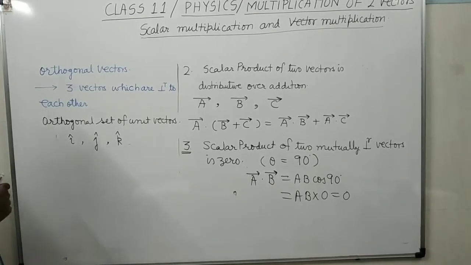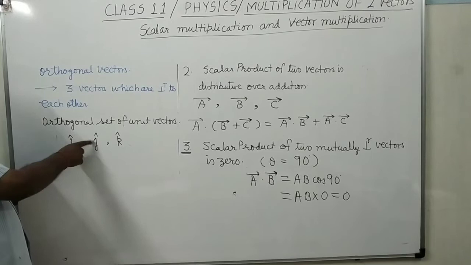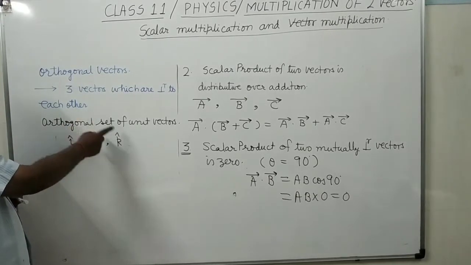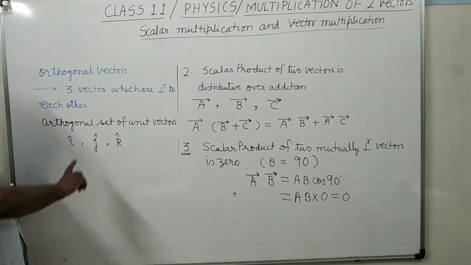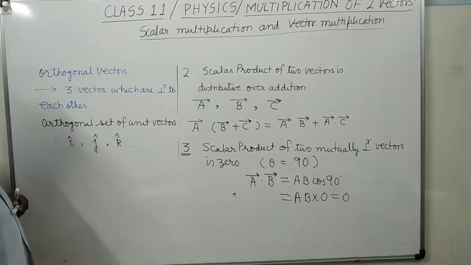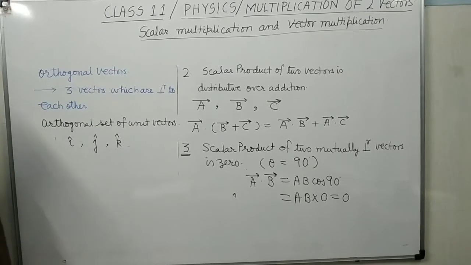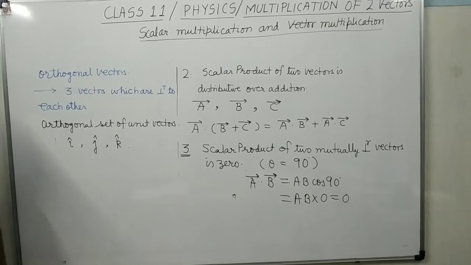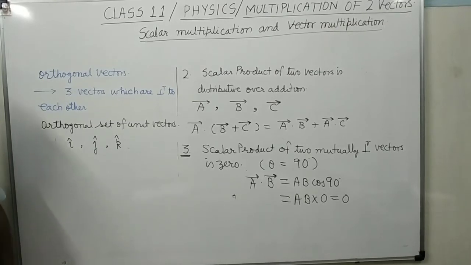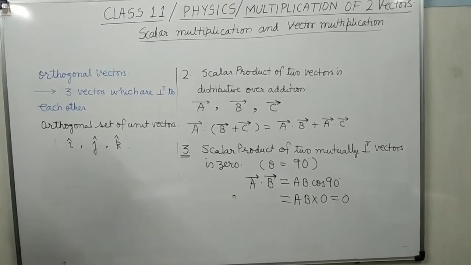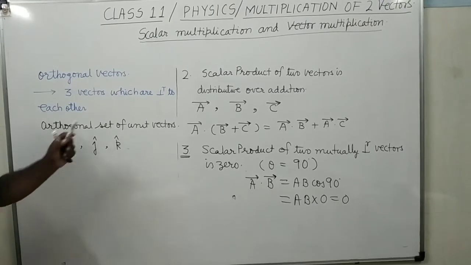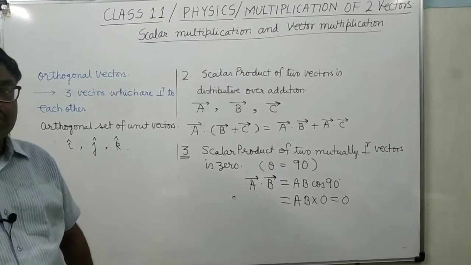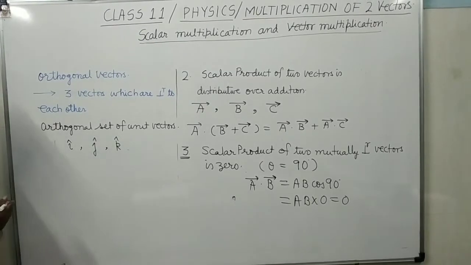What will be the angle between unit vector I and unit vector J? 90 degree. Angle between unit vector I and unit vector K? 90 degree. Between unit vector J and unit vector K, it is 90 degree, because they are acting along the x axis, y axis and z axis, and these axes are perpendicular to each other. What will be their magnitude? Since they are unit vectors, their magnitude will be equal to 1.